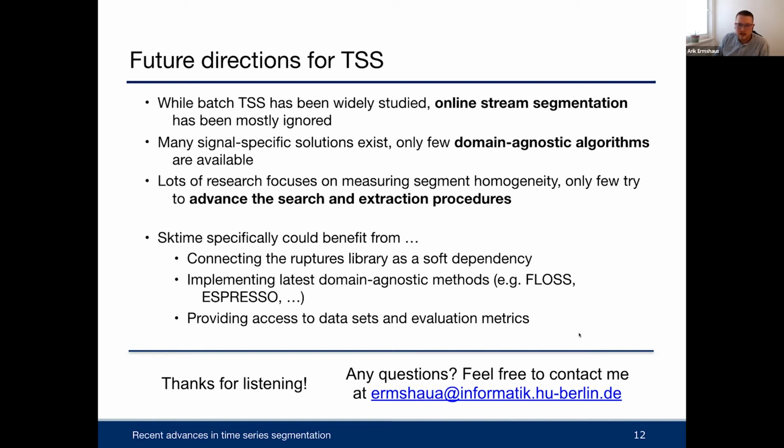And also it would be very handy to just have these methods available and to use them for specific projects. And maybe as the last point here, it would also be nice to have data loaders or evaluation metrics for time series segmentation in sktime. And yeah, I think these are my thoughts for the future.